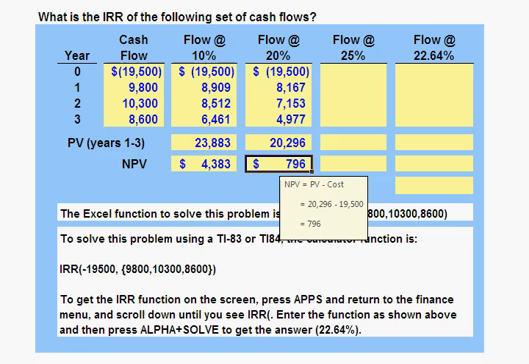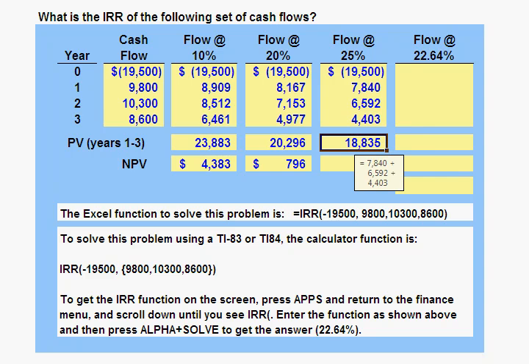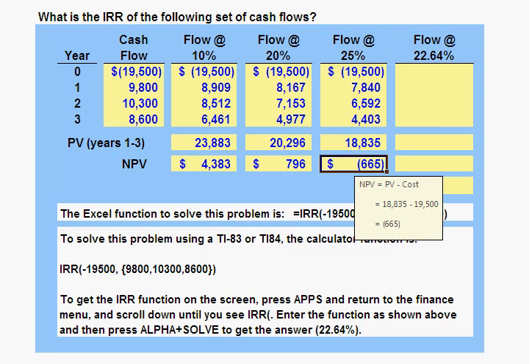This means we still need to guess even higher for our required rate of return. Let's go ahead and calculate the net present value at a 25% discount rate. The time 0 present value again is $19,500. The year 1 cash flow will be discounted back 1 year at 25%. The time 2 cash flow, 2 years at 25%. The time 3 cash flow, 3 years at 25%. And when we sum together the present values, we get $18,835. Once we subtract the initial cost of $19,500, we find we have a negative net present value of $665.